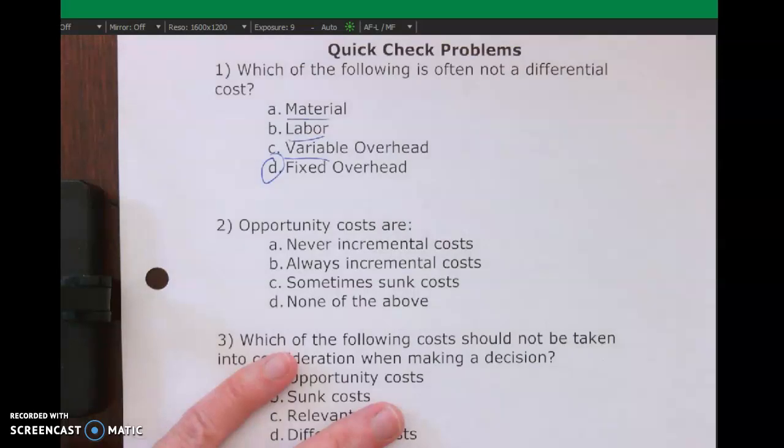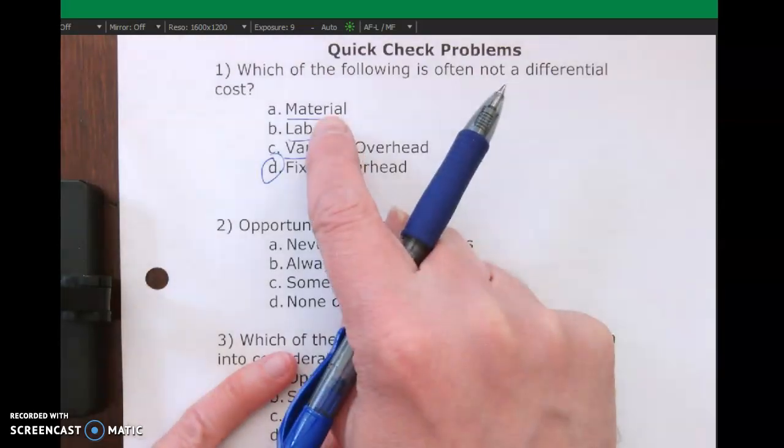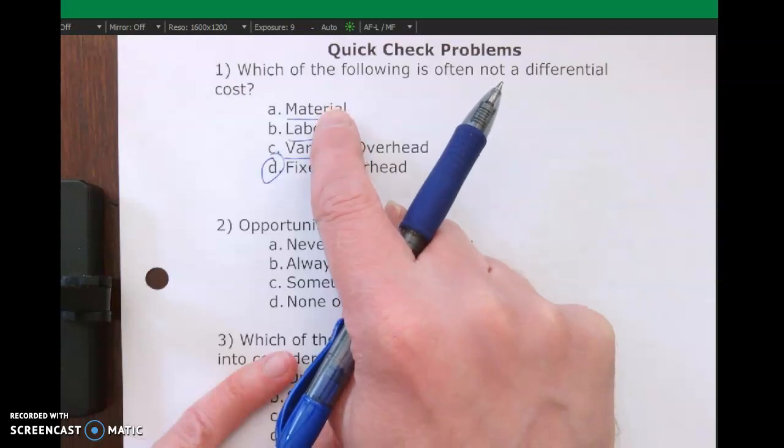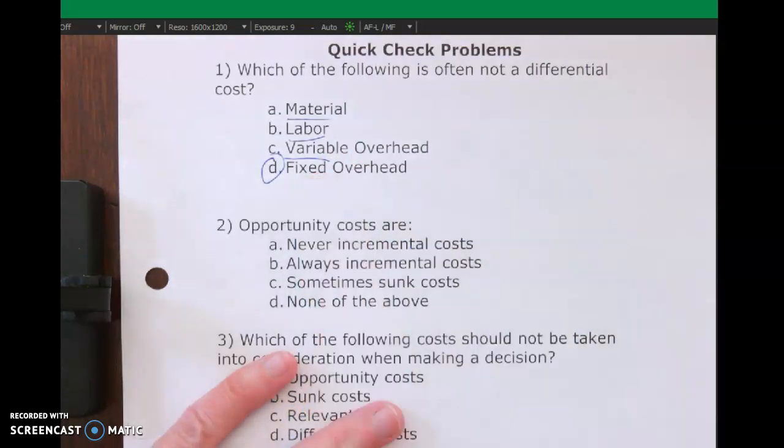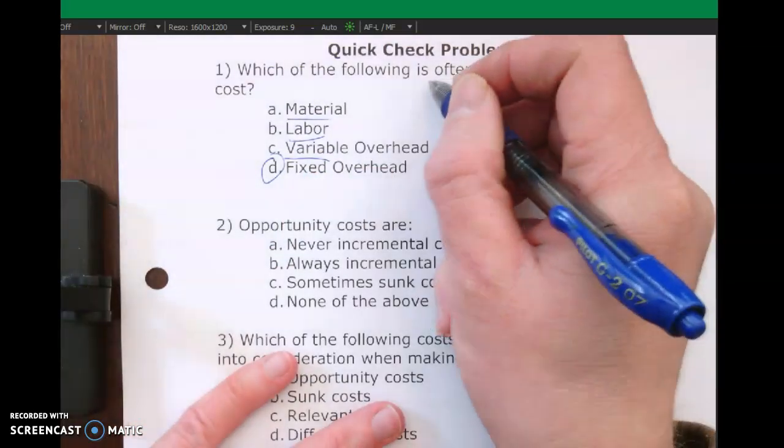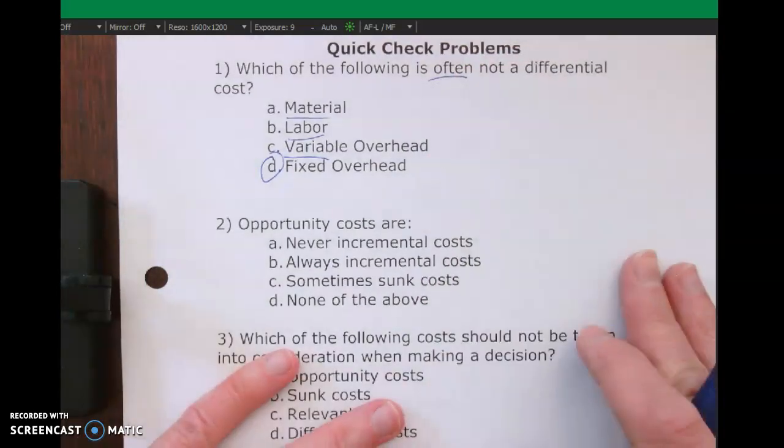So basically, if we get some special order that comes in for a special product, and we have to make that product, we will have additional materials, labor, and variable overhead, but our fixed overhead will stay the same because we are assuming we still have the capacity to make that product. So it doesn't change how much we have to pay for rent on the factory because we can make it in the factory that we have. So if that's true, fixed overhead is not going to be relevant. And I say often. Doesn't mean always, often.